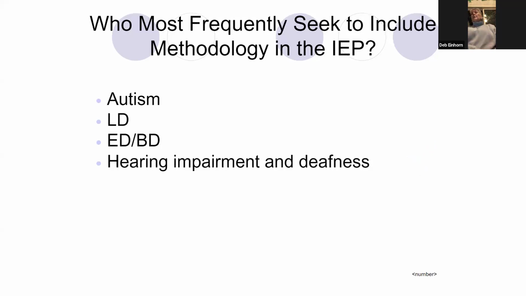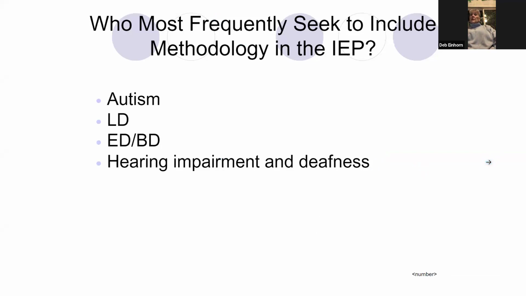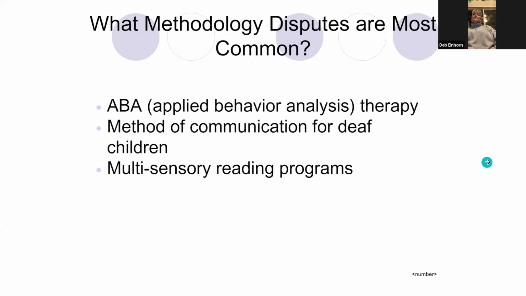So autism, whether a student needs applied behavior analysis, or LOVAS, or some other autism-related strategy. Learning disabilities, if students need multi-sensory learning programs or reading programs, those are where you typically see methodology addressed. Those are the most common times. So the most common disputes over methodology would be method of communication for deaf children, applied behavior analysis therapy for kids with autism, and multisensory reading programs.